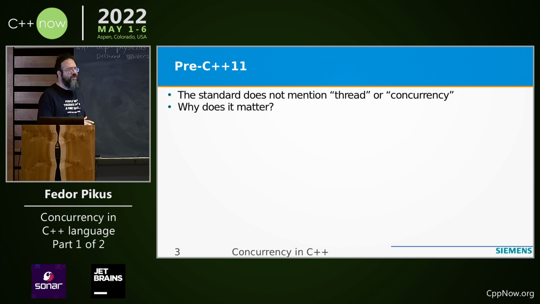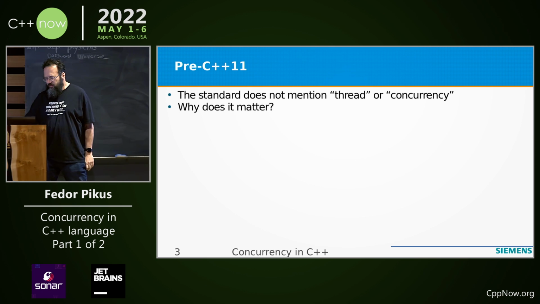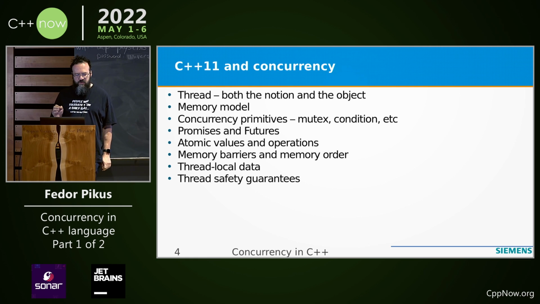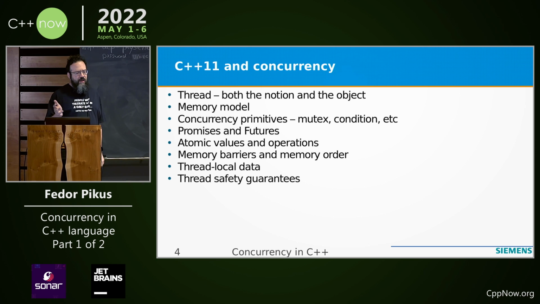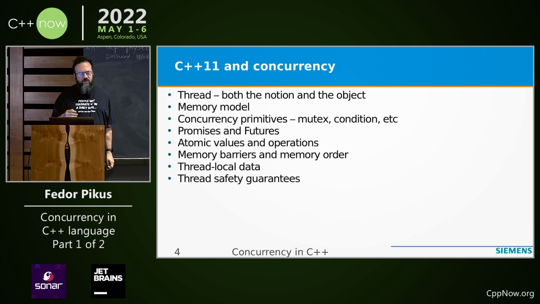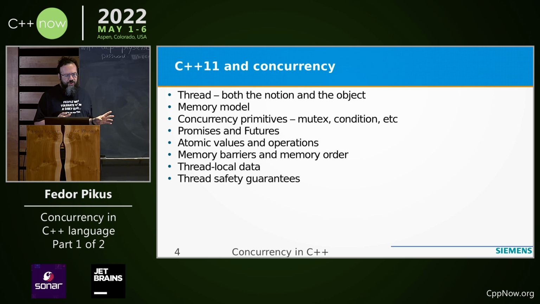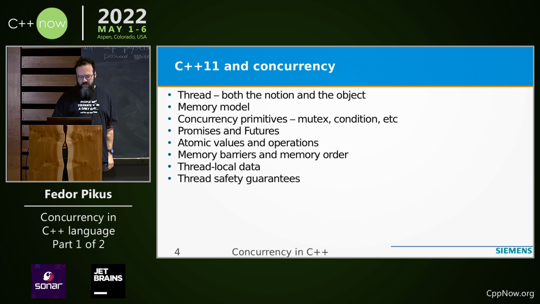Okay, why does it matter? Because in practice, who was writing concurrent programs before 11 rolled in? In C++, I mean. Okay, so quite a few people were, so why does it matter? We'll talk about that specifically. Then C++11 came in and introduced the thread as a type, an object, and a function, but also as a concept. Then the memory model, which we will defer for a little bit, a bunch of concurrency primitives, promises and futures, atomic operations, memory barriers, which relate to the memory model, thread-local data, and thread safety guarantees. We'll cover all of those.